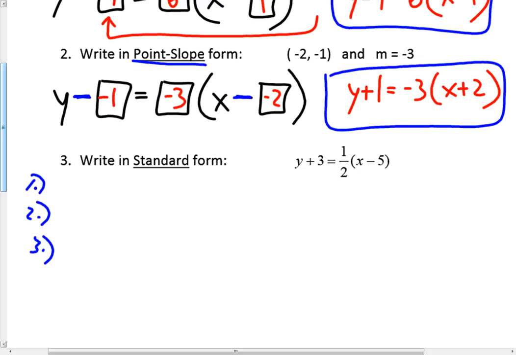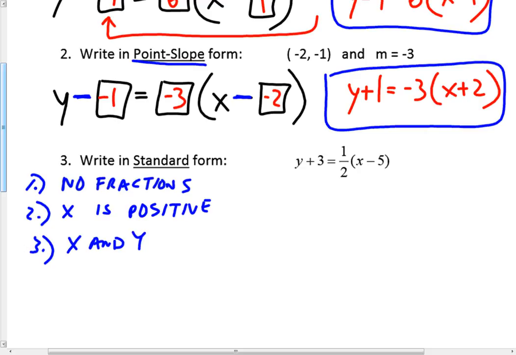No fractions. That's the first one. X has to be positive. X and Y on the same side, not only on the same side, but by themselves. So we don't want any numbers with them. We just want the X term and the Y term on the same side. Do it in this order.